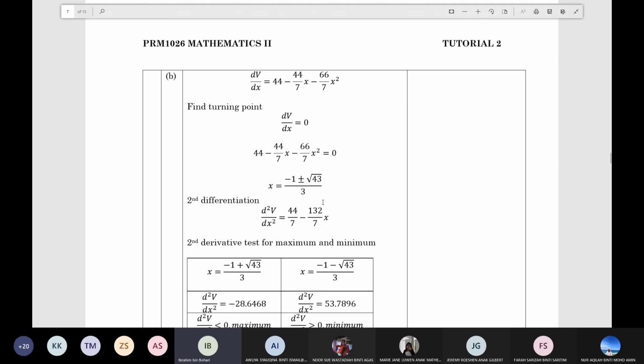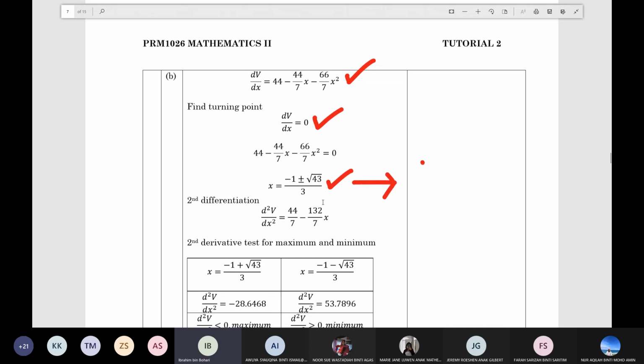Okay, question B, find the maximum volume of the cylinder. Okay, first find the first derivative, differentiate in terms of x, dV over dx here equals to 44 minus 44 over 7x minus 66 over 7 x squared. And you let the first derivative here equal to 0 and find the value of x. X here equals to negative 1 plus minus 43 over 3, or you can answer here in a decimal point. It is easier to use decimal point.